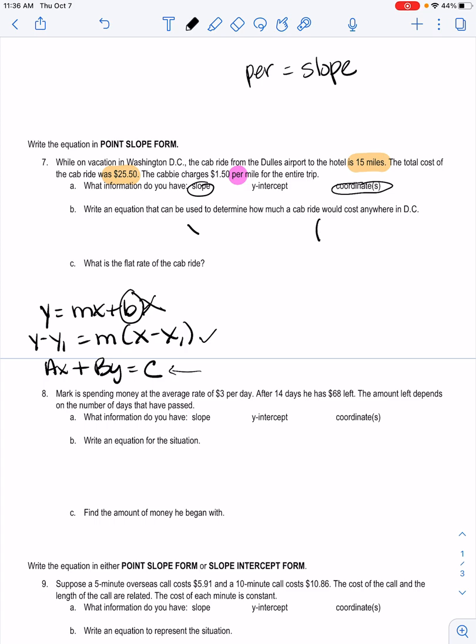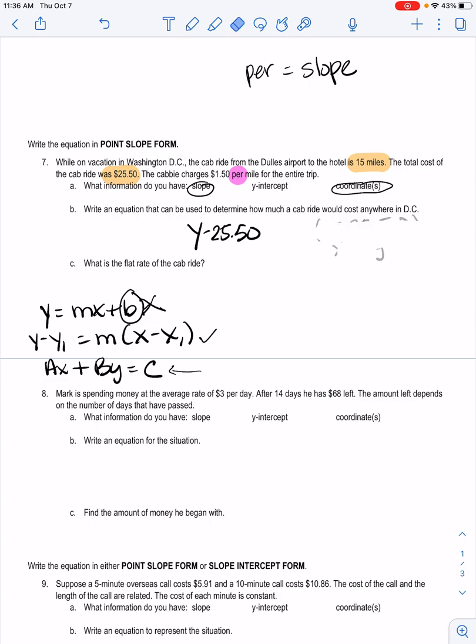I'm going to write down the coordinate points. So the coordinate points are 15 miles and $25.50. So remember, this is our x and this is our y. So I'm going to plug it into this equation. So y minus 25.50 equals, I'm going to run out of room.